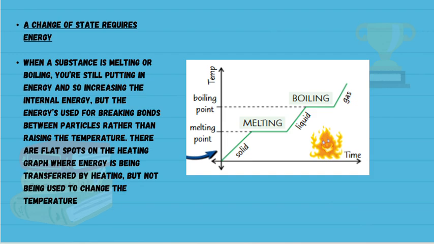There are flat spots on the heating graph where energy is being transferred by heating, but not being used to change the temperature.